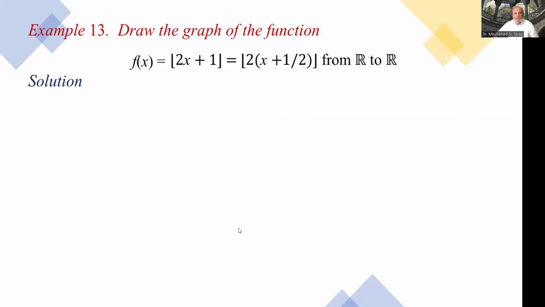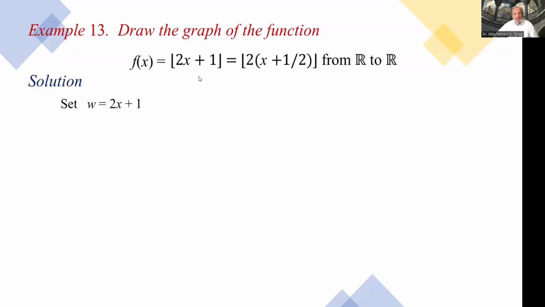Now let's draw this function. f(x) equals a floor function of 2x plus 1. So I'm going to take 2 outside. It'll be x plus 1/2. We're going to expect here 2 transformations. Because of this plus 1/2, there will be a shift to the left. Because this is a 2, it will also be a compression of a factor of 2. So let's see how that goes here.